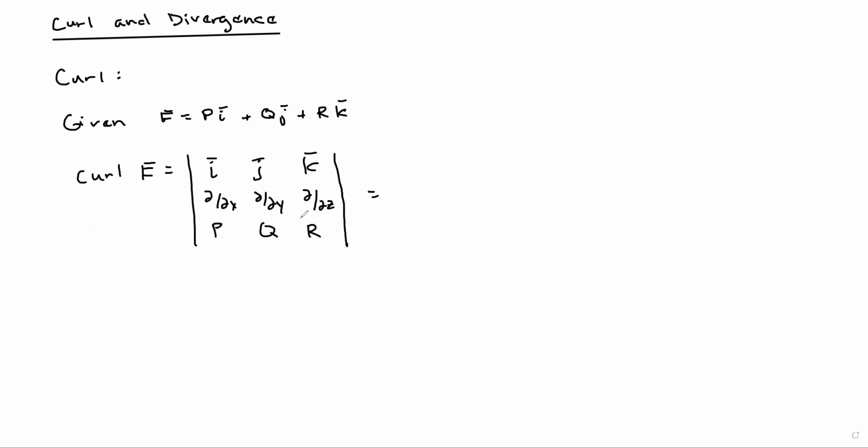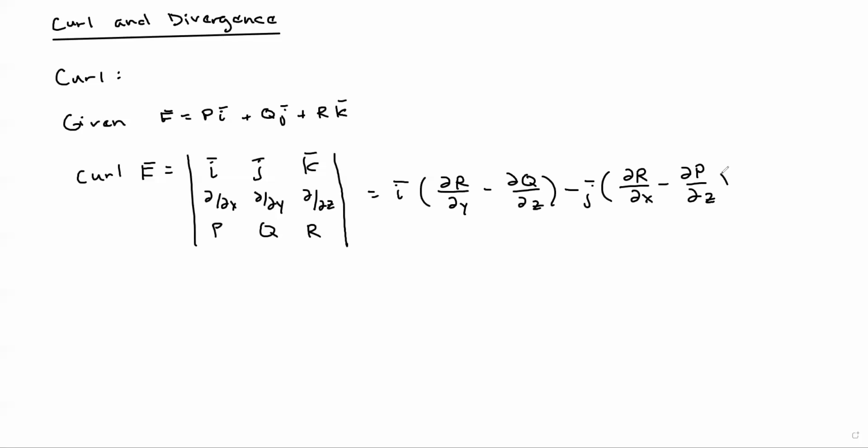If we go through and calculate the determinant, we'll have the partial of R with respect to y minus the partial of Q with respect to z, then minus j times the partial of R with respect to x minus the partial of P with respect to z, plus k times the partial of Q with respect to x minus the partial of P with respect to y. That calculation will produce the curl.